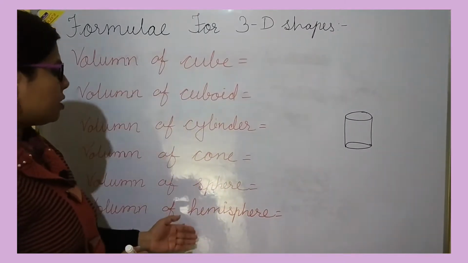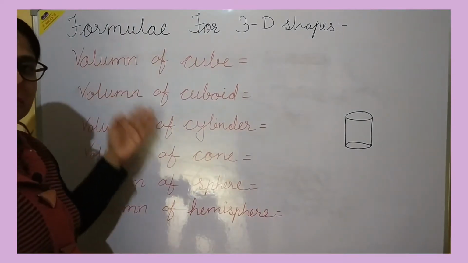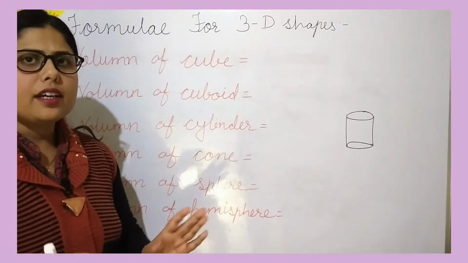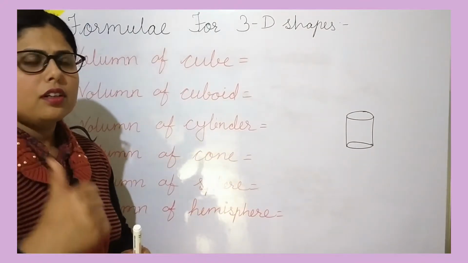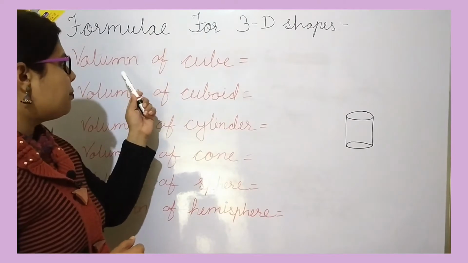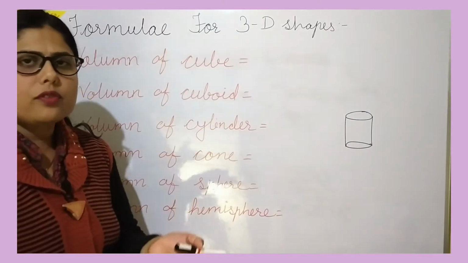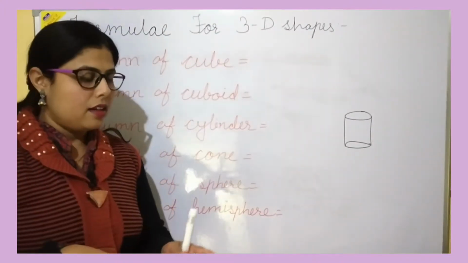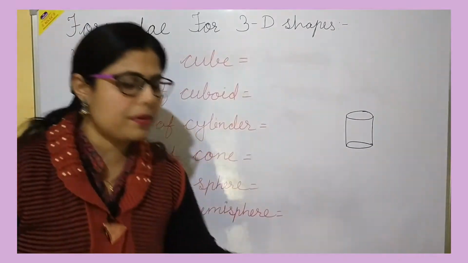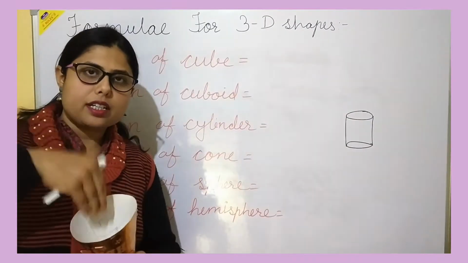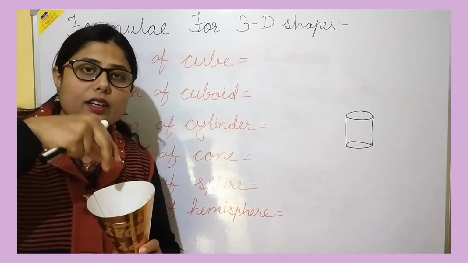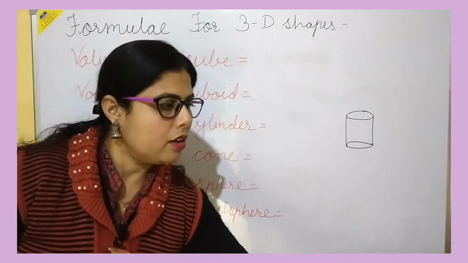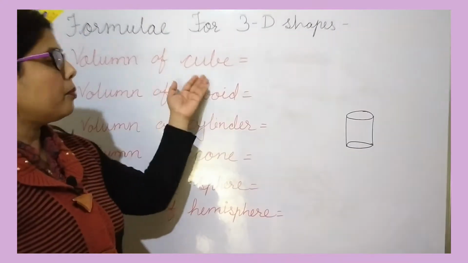As you can see on the board, that is volume of cube. First of all, first shape is what? Volume of cube. Here you have to remember only short things. First of all, volume means what? Means how much space is occupied inside. Just like I am taking the example of this cone, how much air, how much water, how much anything can be occupied by this cone, that is the volume. So first of all, let's talk about the volume of cube.